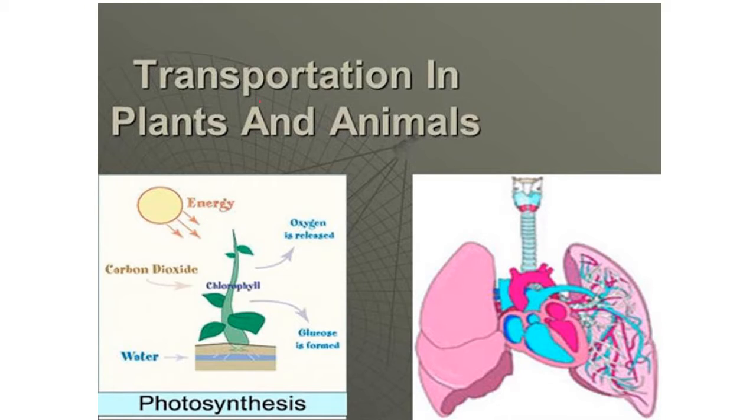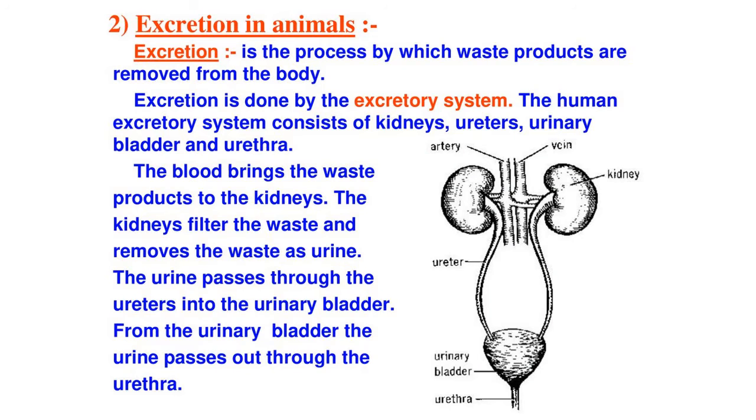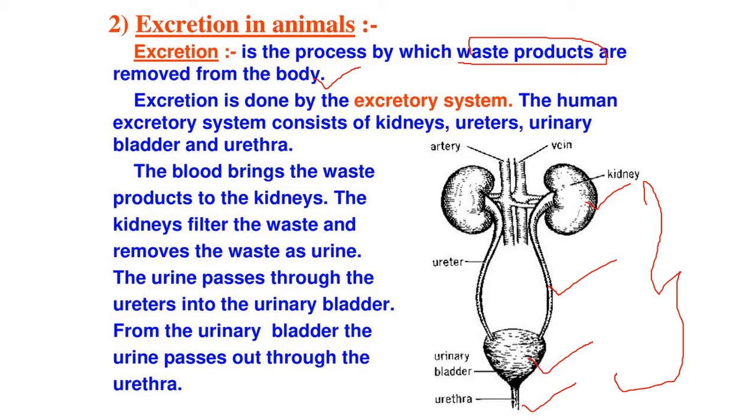Here again we will be studying the transportation in plants and animals. So excretion in animals, what is that? Just now I told you the process by which the waste products are removed from the body is called excretion. And what are the excretory systems? The kidney, the ureter, the urinary bladder and urethra. So these four are considered to be the excretory system.